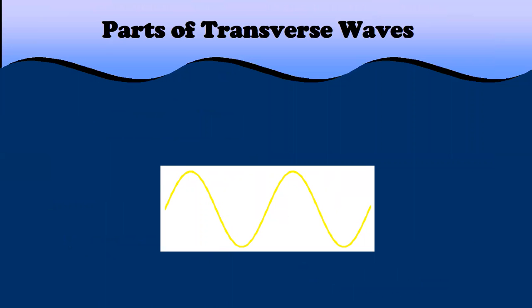Okay, so we're going to look at the parts of a transverse wave again. I just want to go over it and reiterate it with you again. So here's our transverse wave. We got a crest, trough, crest, trough, high, low, high, low.